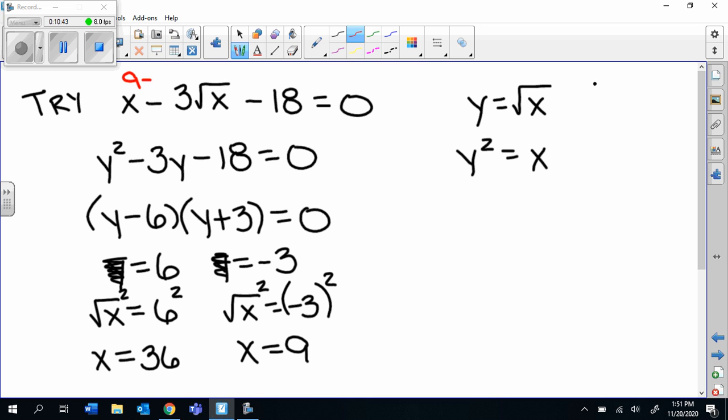9 minus 3 times the square root of 9. The square root of 9 is 3. 3 times 3 is 9. 9 minus 9 is already 0. Before I take out that 8, this one is not going to check. 36 probably checks.